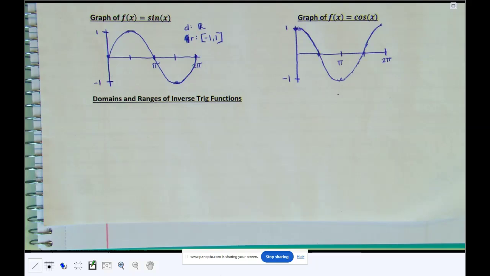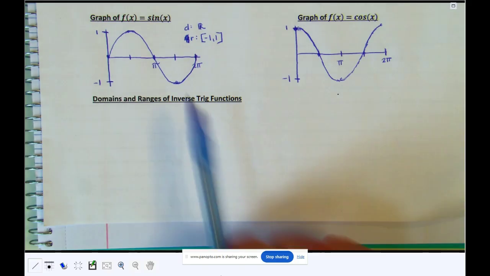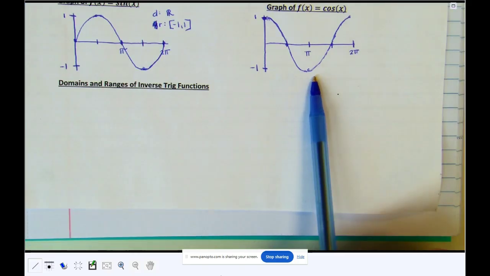I don't care which way you write it. It doesn't matter. Now, we did not graph cosine, but guess what? How many times can you go around the circle? Infinitely many. Forward, backwards, it doesn't matter.